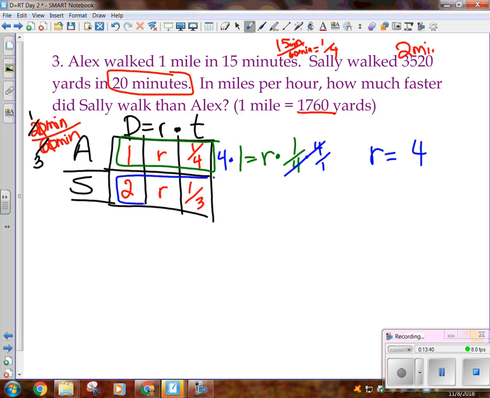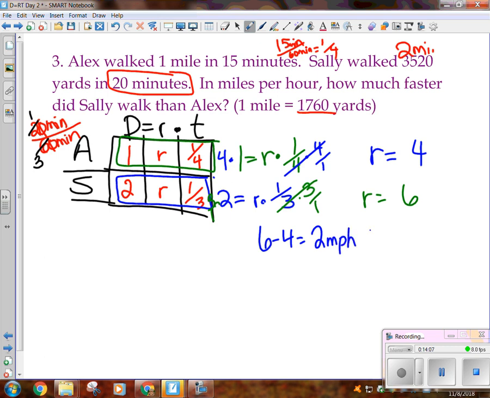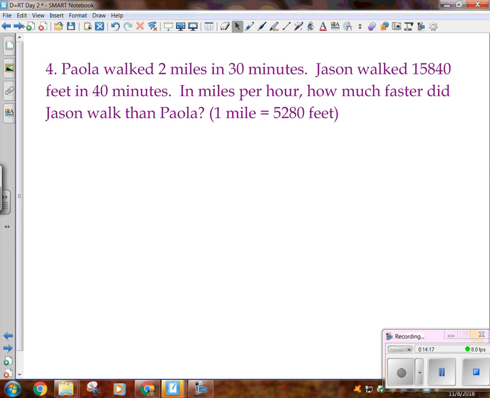Okay, next one. Let's pull out Sally's. 2 equals R times 1/3. What's the opposite of divide by 3? Multiply by 3 over 1. Multiply both sides by 3 over 1. So R is equal to 6. Now it did say Sally was faster. How much faster did Sally walk? 2. There we go. 6 minus 4, 2 miles per hour faster. So far so good? We're going to roll.